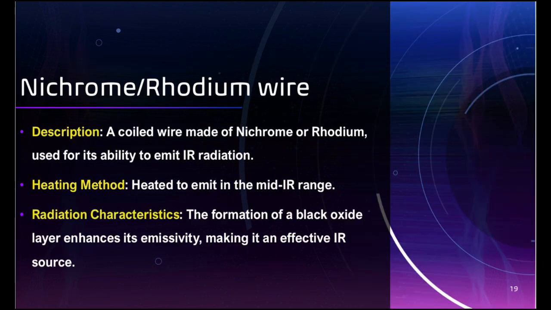Nichrome/rhodium wire, a coiled wire made of nichrome or rhodium, used for its ability to emit IR radiation, heated to emit in the mid-IR range. The formation of a black oxide layer enhances its emissivity, making it an effective IR source.